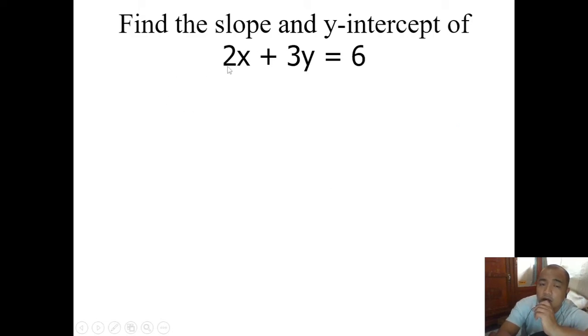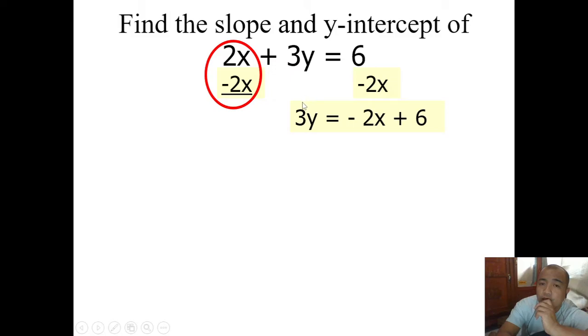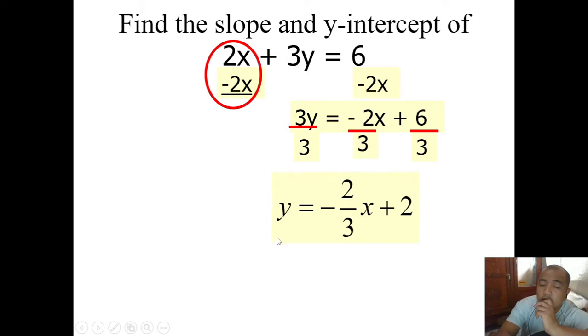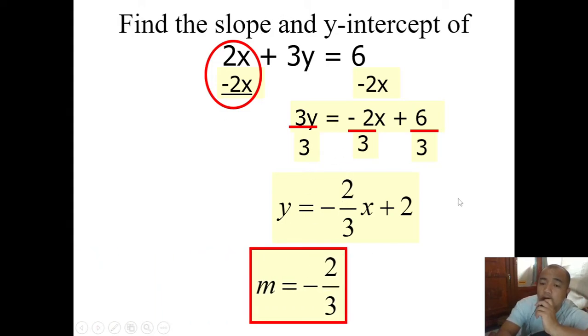How about this? Find the slope and y-intercept of 2x plus 3y equals 6. First, subtract both sides of the equation by 2x. So we have 3y equals negative 2x plus 6. And then after that, divide all terms by 3, so that this will be cancelled out. So it is now in slope-intercept form: y equals negative 2/3 x plus 2. 6 divided by 3 is 2. From this equation, we can now determine the slope and y-intercept. The slope is negative 2/3, while the y-intercept is positive 2.